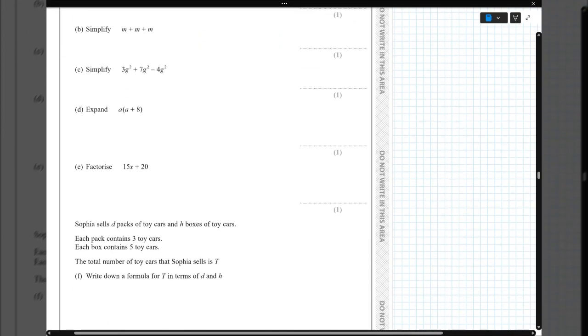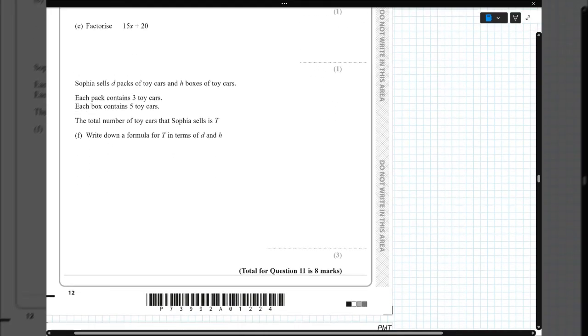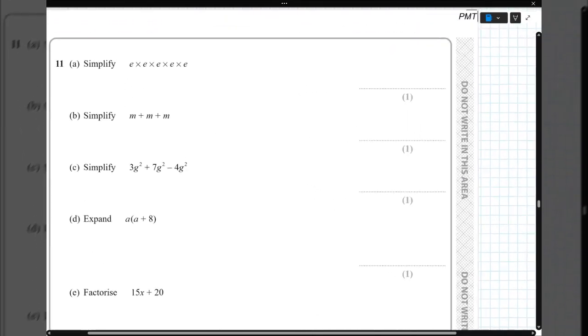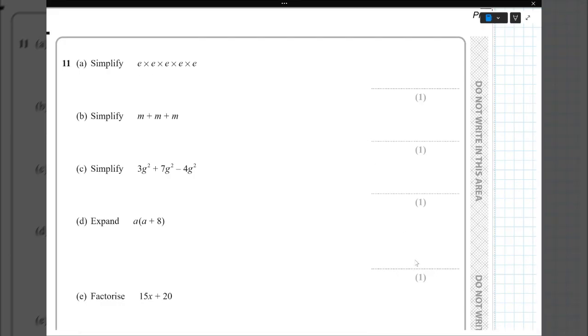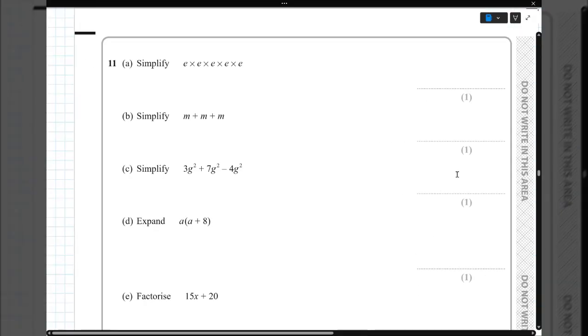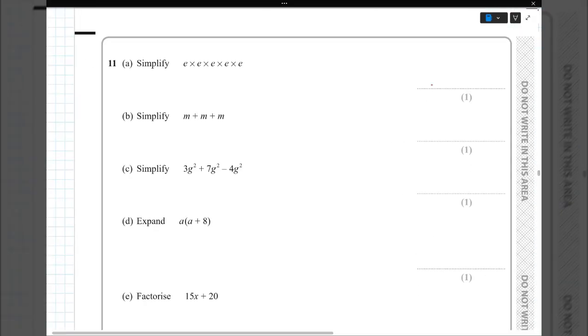Oh, lovely. Algebra. What have we got? 8 marks on algebra. Cash in on this. So 1, 2, 3, 4, 5. Big misconception here is people will put 5e. It's not 5e. It's e to the 5.